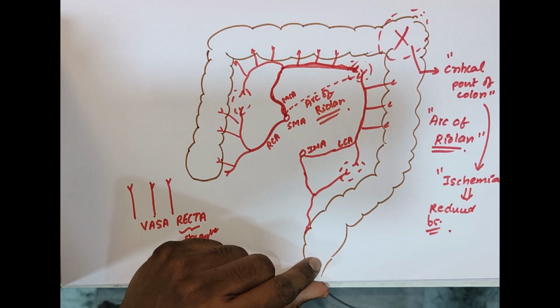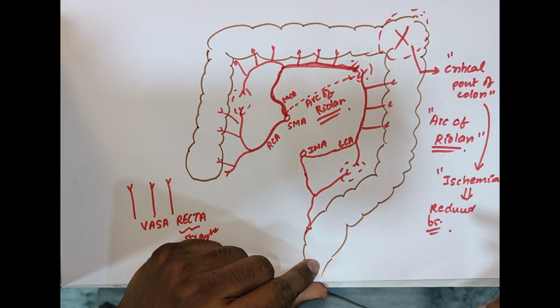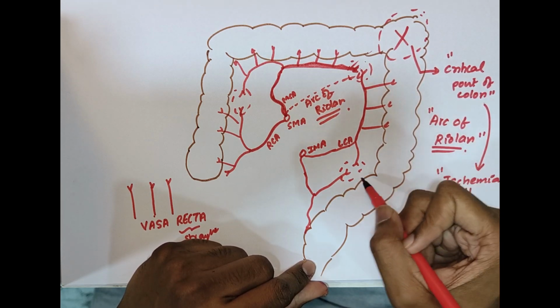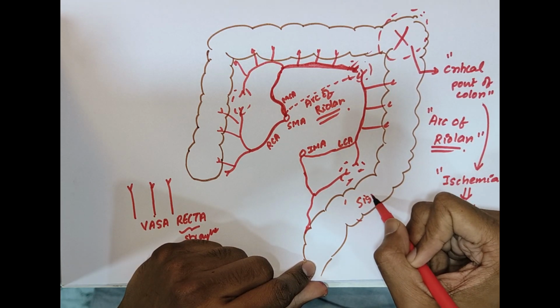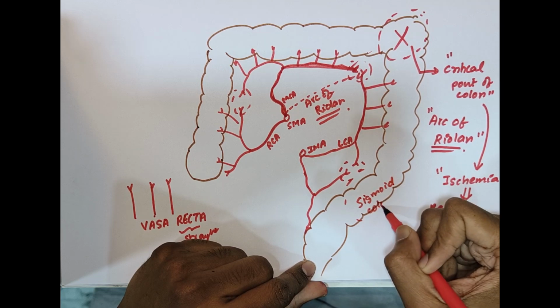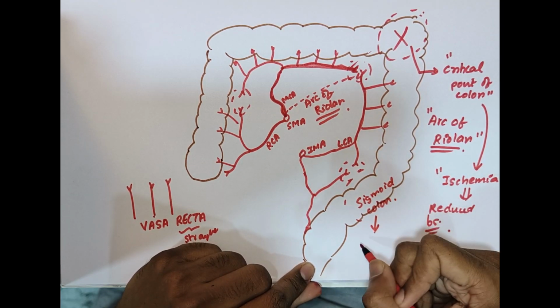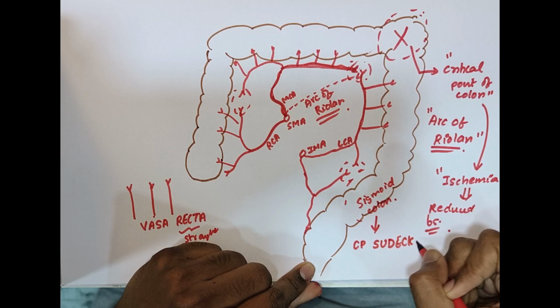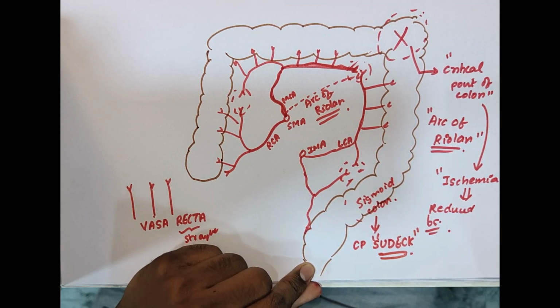But earlier it was thought the critical point of the colon was at the sigmoid colon, and this was known as the critical point of Sudeck.